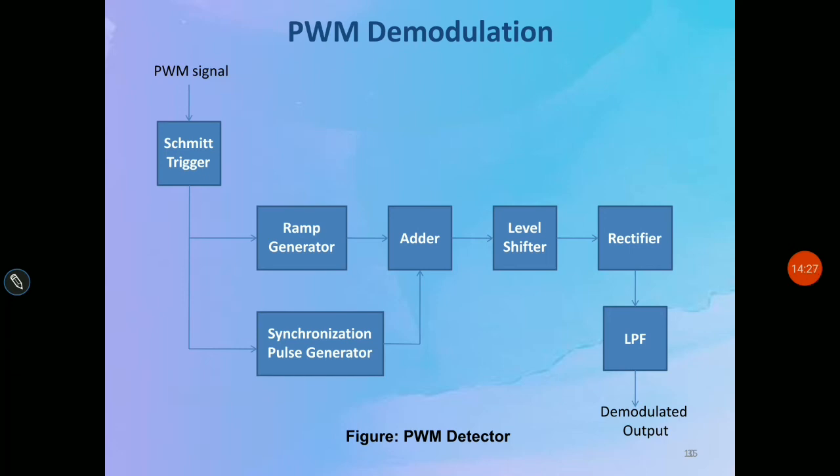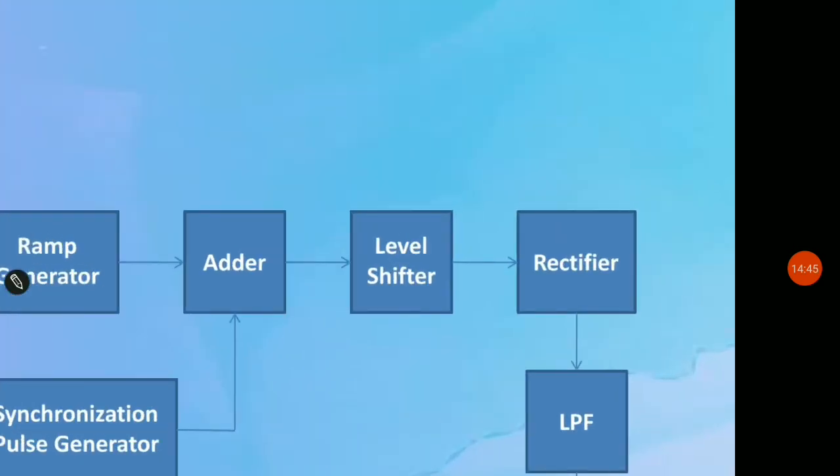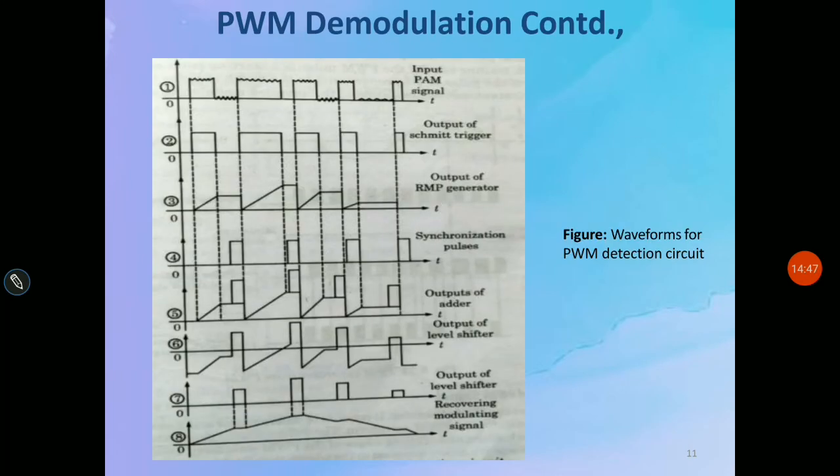The output of the adder is given to the level shifter, where a negative offset shifts the waveform as shown in the figure of the given waveform. So this is the waveform of every step.